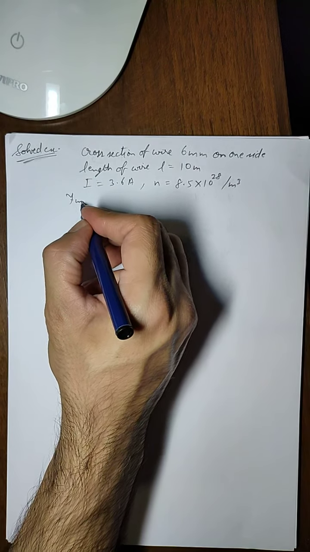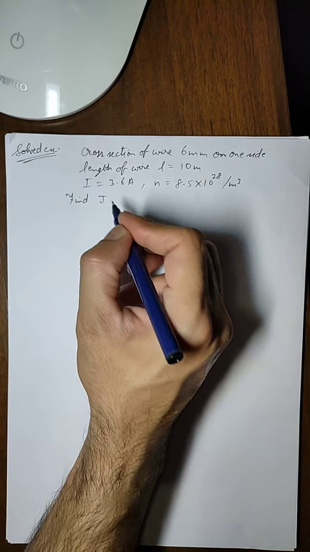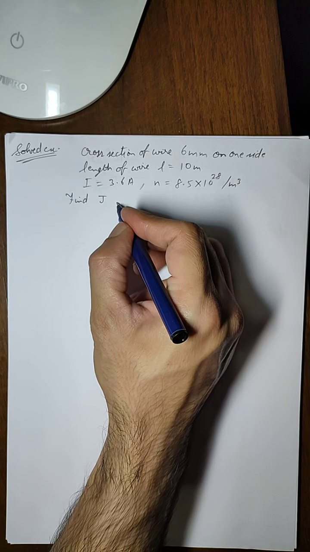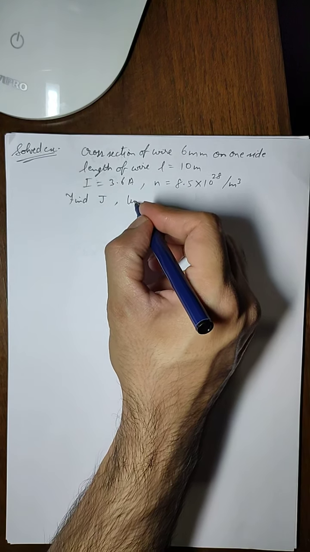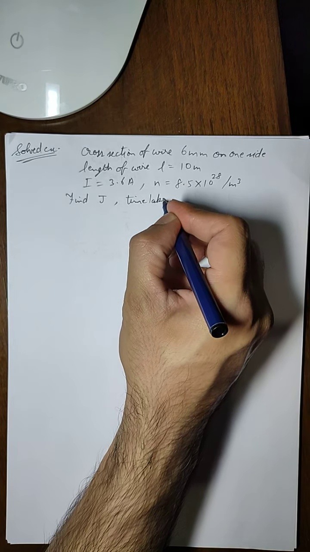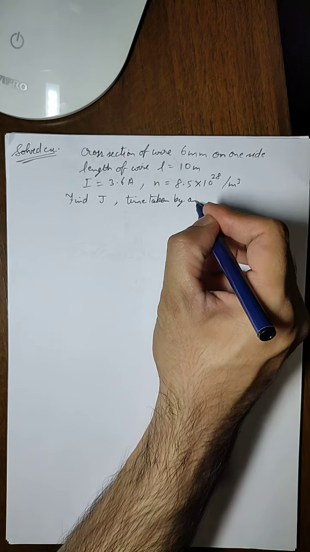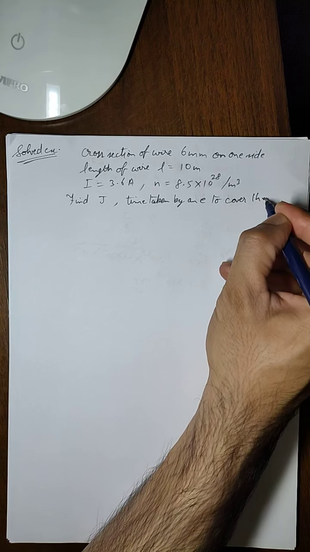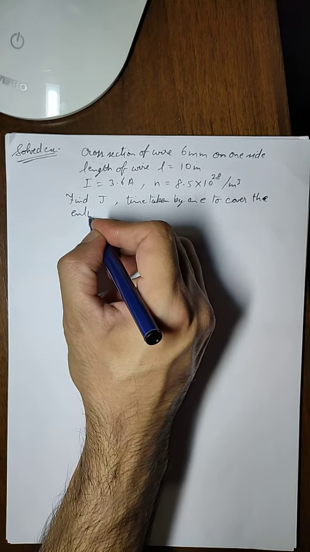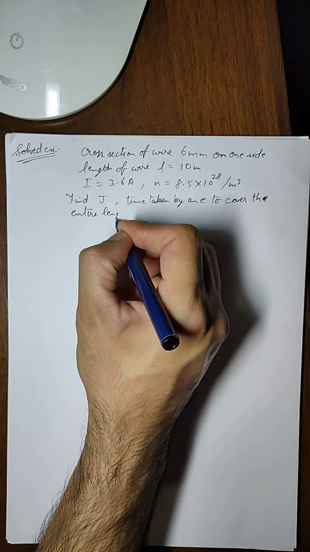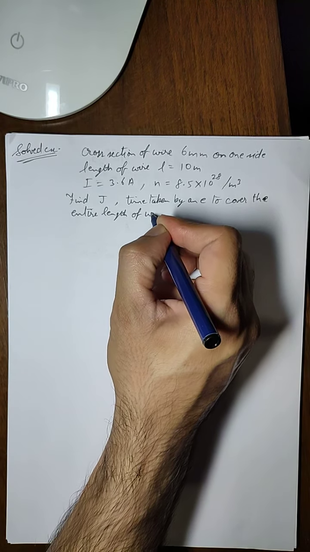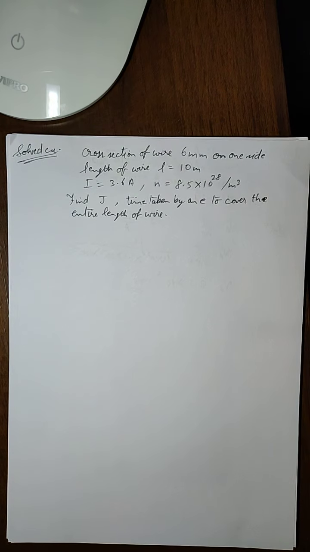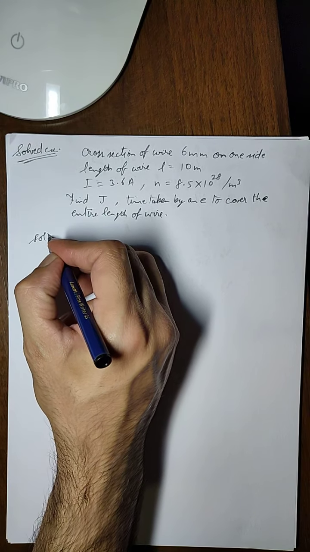Now what we have to find is the current density, which is J, and the time taken by an electron to cover the entire length of wire. So these two things we have to find out.